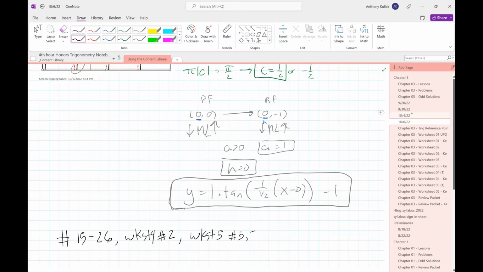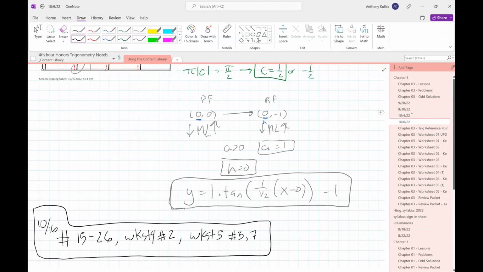When would these be due? Like the 14th, 19th or something? This Sunday's the 14th. No, it's the 9th, 16th. What's going to be due this Sunday? Problems 1 through 14, and worksheets 1, 2, and 3. There you go. Everybody's okay? Yep. All right, cool. We'll stop here.